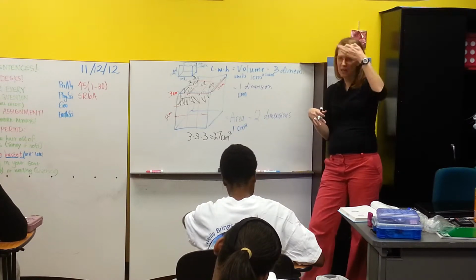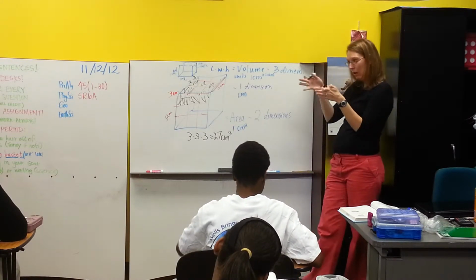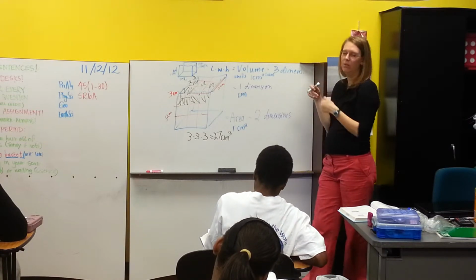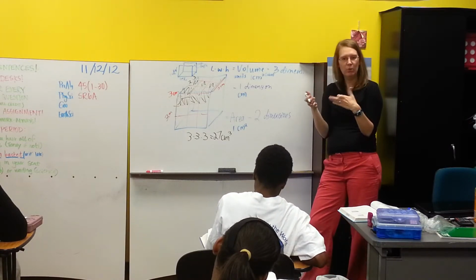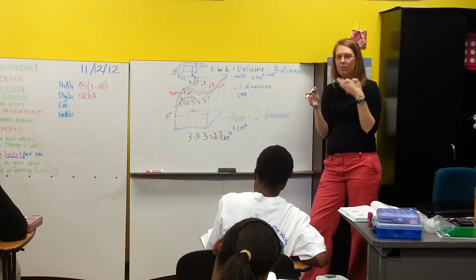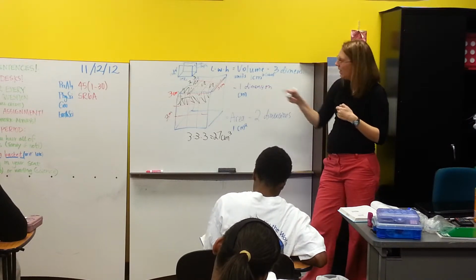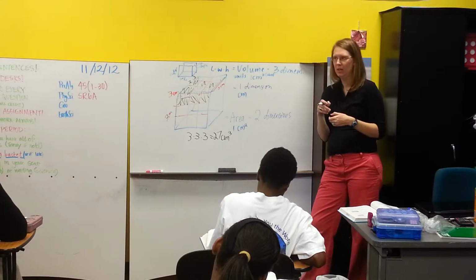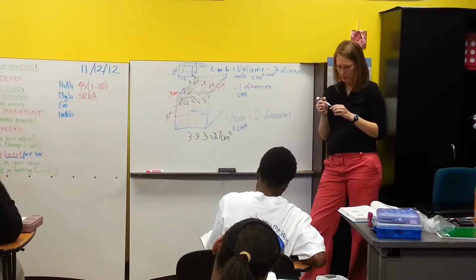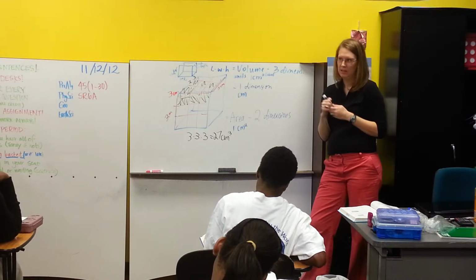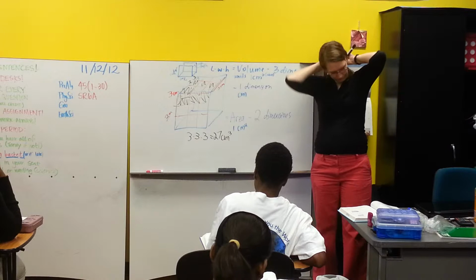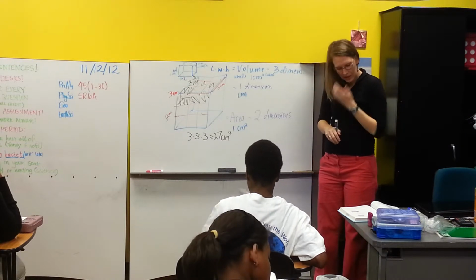3 times 3, think about the base has 9, and there are 3 levels deep of that cube. So 3 times 3 times 3. If you think about a cube that's 3 centimeters by 3 centimeters by 3 centimeters, we've got 27 cubic centimeters. Is that clear to everybody? Are there any questions on that? Make sense? Yes? All right, so we've got our formula.